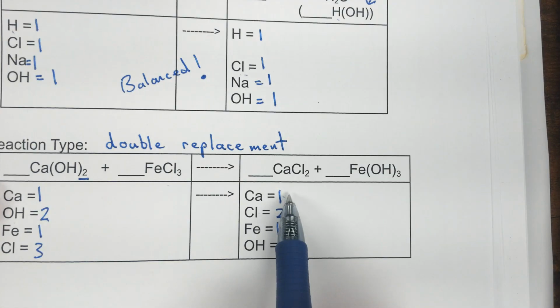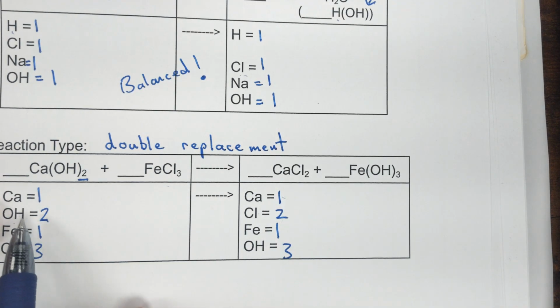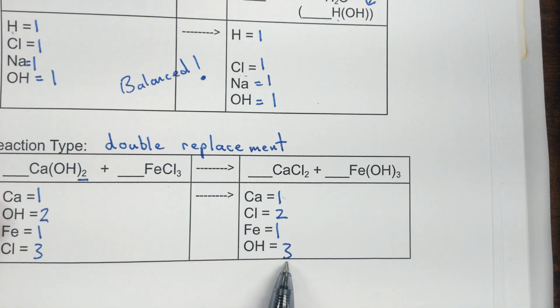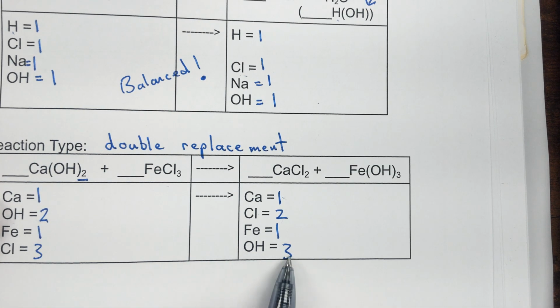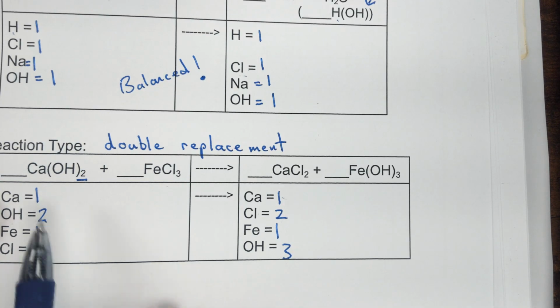My calcium is the same on both sides. I look here and here for OH. Now this is a tricky one. It's hard to see how I can make these the same unless I look for a common multiple. So common multiple means what is something that both of them divide into, right? And that is the number 6. So I'm going to try to get them both equal to 6.